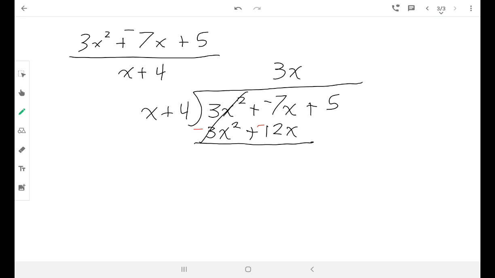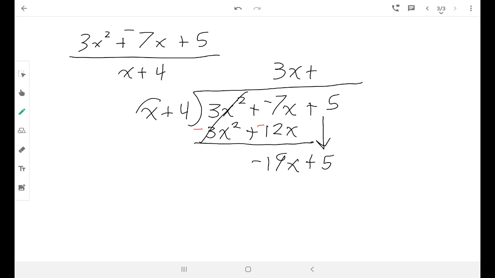And then you just have to add these two together to figure out what it is that needs to come next. So you're doing negative 7x plus negative 12x, which is negative 19x. Then you go up to the top, you put a plus, you go to here, you take this part and you bring it down, just like you would in elementary level long division. So it comes down, it becomes plus 5 down there. And then you start that whole game over.